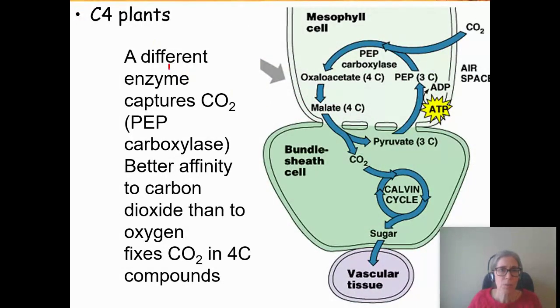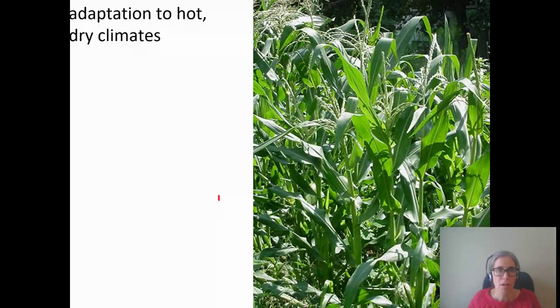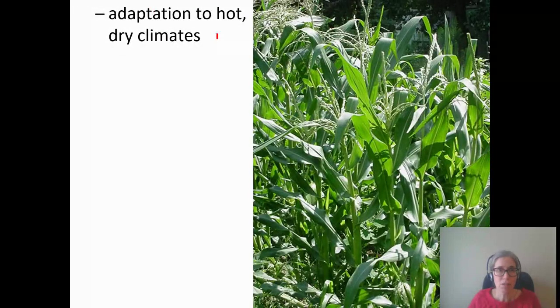So in C4 plants, you have this different enzyme, PEP carboxylase, which has a better affinity. Affinity means how closely the enzyme attaches to its substrate. So it has a better affinity to carbon dioxide than it does to oxygen. It sticks to carbon dioxide better. So it's a nice adaptation for hot, dry climates. This would be selected for if it's really hot and dry.